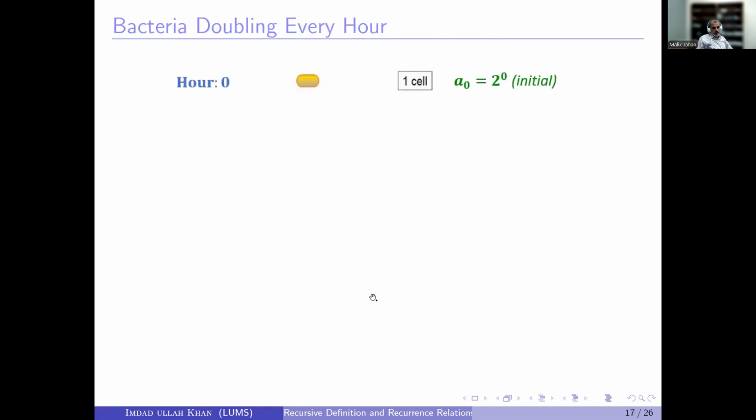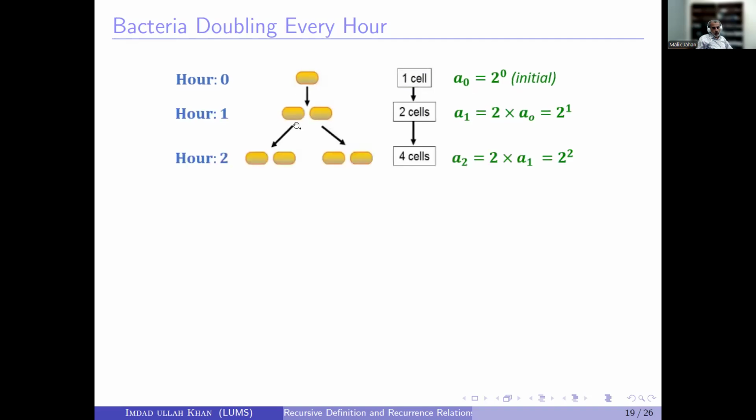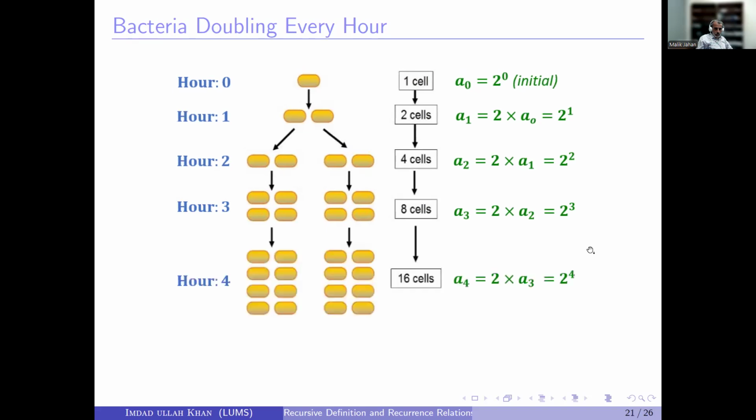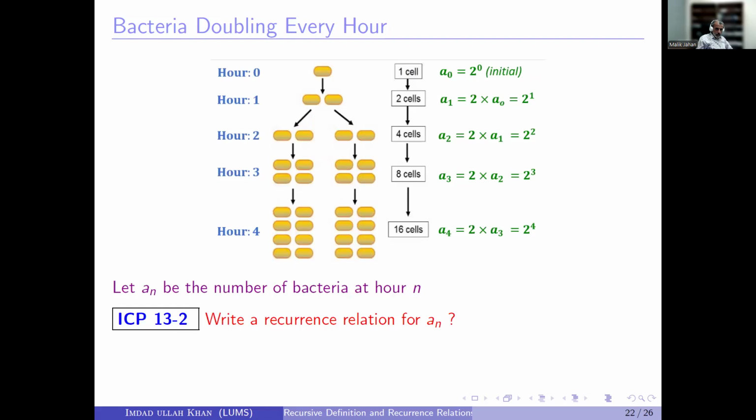Let's have a look at another example. The biological fact is that bacteria double every hour. So at hour 0, there is only one bacterium, a unicellular organism. So A naught is 2 raised to the power 0, which means the number of bacteria at this stage is 2 raised to the power 0. At hour 1, it doubles itself. At hour 2, both of them double themselves, and the growth is now exponential. If you look at the right-hand side in green, you can see the total number of bacteria after every hour, and the growth can be noted as an exponential function.